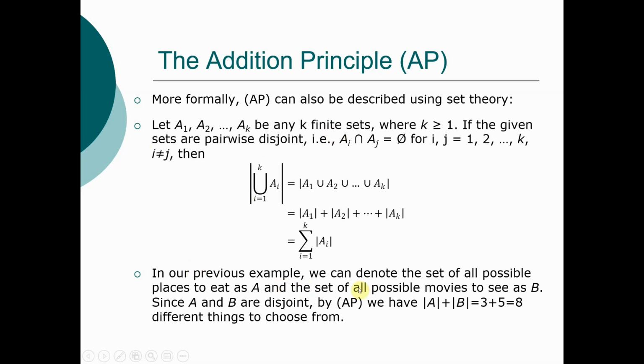In our previous example, we can denote the set of all possible places to eat, all these different restaurants, as set A. So we have 3 different restaurants in set A, and the set of all possible movies to see as set B. We had 5 different movies in set B. And since A and B are disjoint, by the addition principle we have 8 different things to choose from for the night.